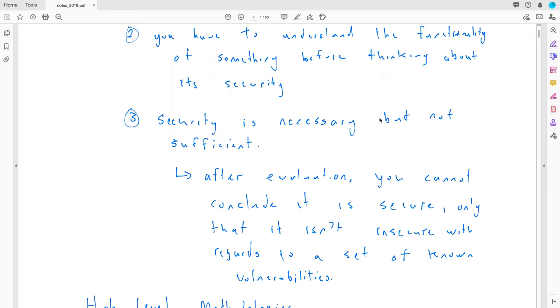Okay, any questions so far on any of this or comments? This can be interactive too. Don't feel that you have to only ask questions to clarify what you've heard.